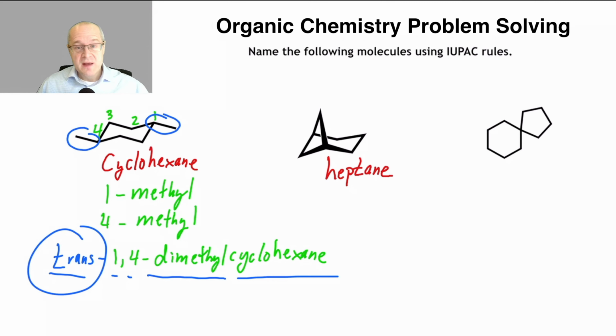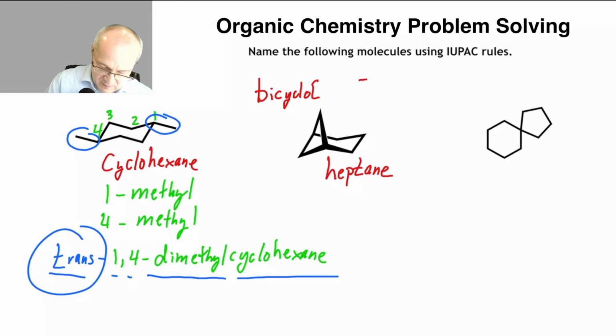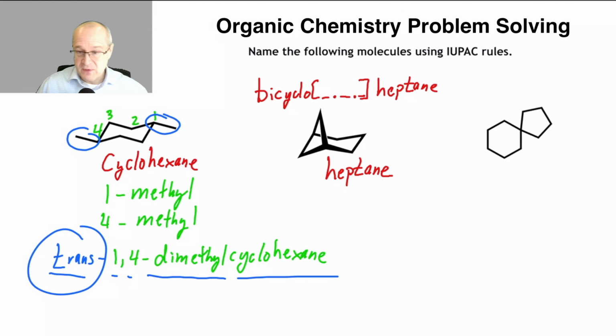Okay, so it's going to be bicyclo, square bracket, some numbers, close square bracket, heptane. But how do you know what numbers to put where? How do you know how to figure this out? Well, what I tell students to do is the following. Write bicyclo, open square bracket, close square bracket, heptane. So now all you have to do is fill in these blanks up here. Well, what do we put in those blanks?